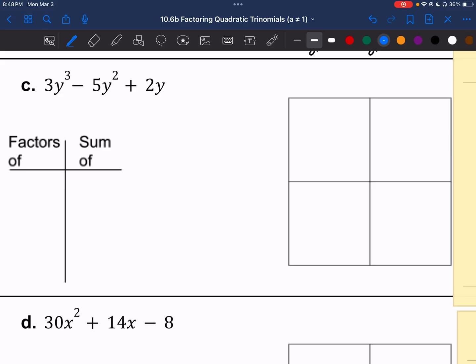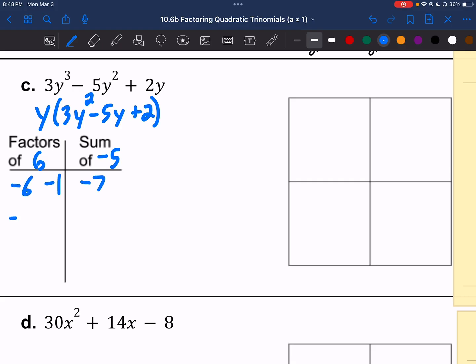All right, letter C. First thing I need to do is take out a GCF. My common factor is simply a y, and I'm left with 3y squared minus 5y plus 2. So I'm looking for factors of 6 that have a sum of -5. We've got -6 and -1, that gives me -7. But we also have -3 and -2, which gives me -5.